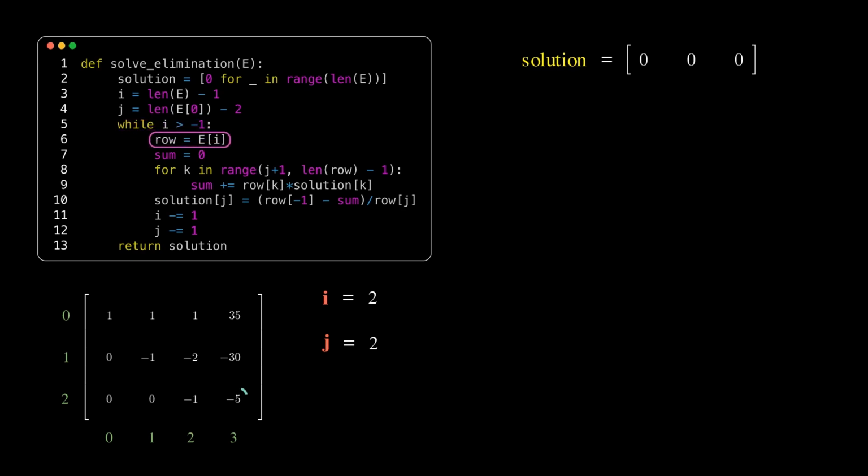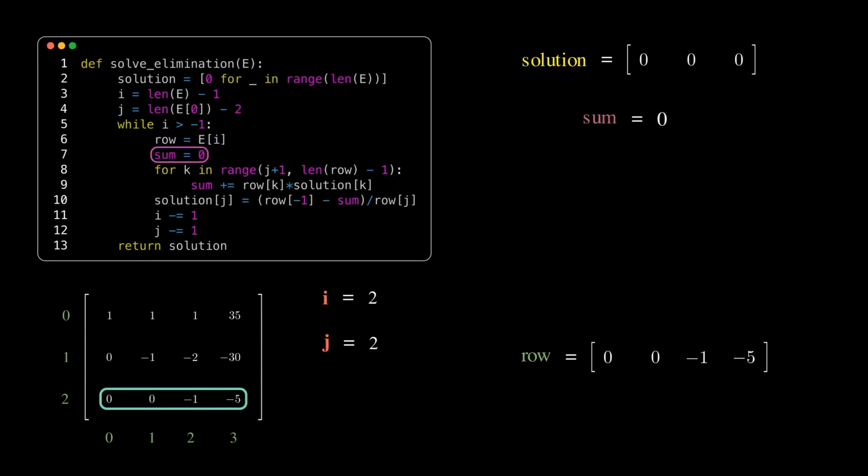Now, we extract the last row from the matrix and store it in a variable named row. The sum adds up the parts of the equation which involve variables we've already solved. You will understand more about this in the next iteration. The value of k ranges from j plus 1 to length of row minus 1. Here j plus 1 equals 3, and len(row) minus 1 is also equal to 3. Therefore, the condition gets violated and the k loop will not be iterated.